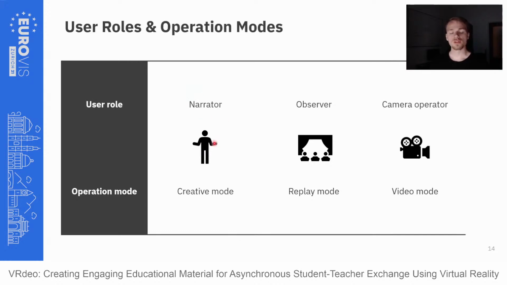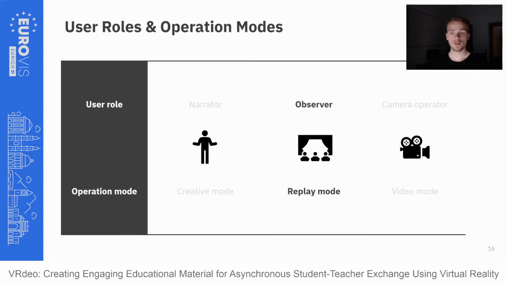Based on those roles, we designed the operation modes for the application. For each role, we have a different mode of operation. For each user role, the user can utilize these modes to create or to interact with the application. The first user role is the narrator, and he can utilize the creative mode, which is meant for creating the story. He also utilizes the replay mode for previewing the story directly in VR.